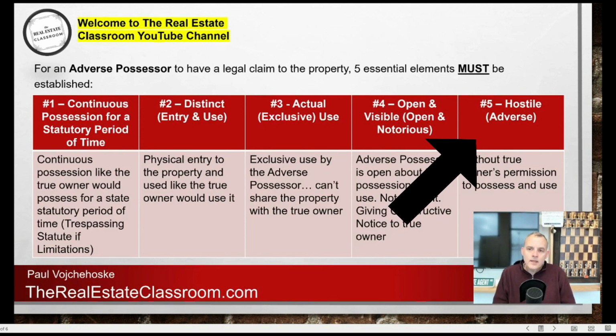Number 5, hostile. Their possession, their use of the property has to be hostile, or sometimes known as adverse, meaning they are doing it without the permission of the true owner. So they didn't ask the true owner if they could possess the property or if they could even use it. They just did it. And they didn't ask permission to do it. Those are the 5 essential elements that the adverse possessor must be able to prove that they have established when they go into court and try to get the ownership to that property.